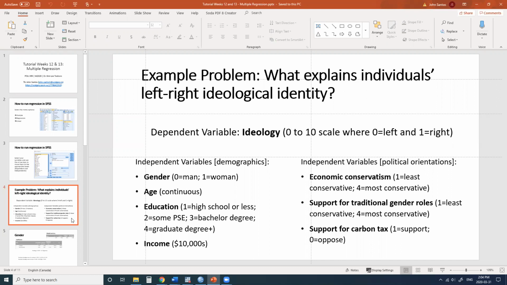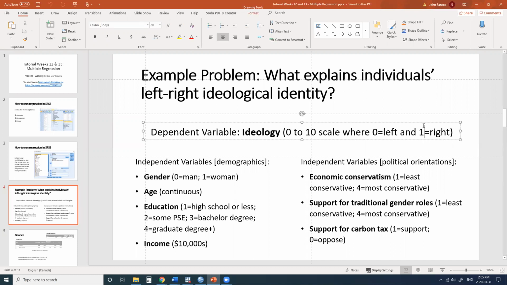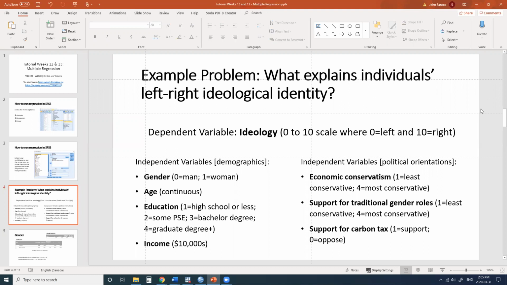So our dependent variable is this variable called ideology, which is a variable that ranges from 0 to 10, where 0 means left, and 10 means right. So somebody who rates themselves a 0 out of 10 on the ideology scale would probably be very, very left-wing, and somebody who rates themselves 10 out of 10 would be very, very right-wing, and somebody who says they're about a 5 would be in the middle. And there are several variables which might explain where somebody places themselves on the political spectrum, right?